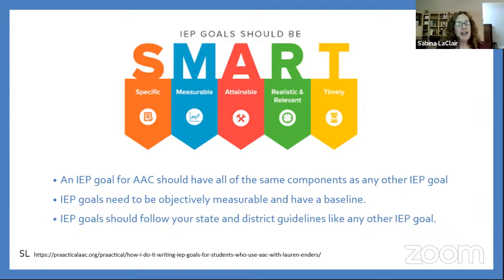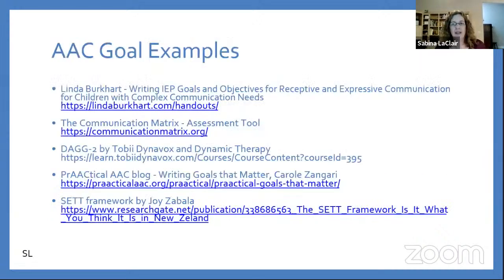So Lauren Enders has a great blog post in Practical AAC on how to write SMART goals that teach, not test. And again, we'll be posting that. That is in our Wakelet. So we've listed multiple resources here that are available in the Wakelet, and that is all available through the blog link that we're giving you. But these resources will help you with writing your AAC goals.